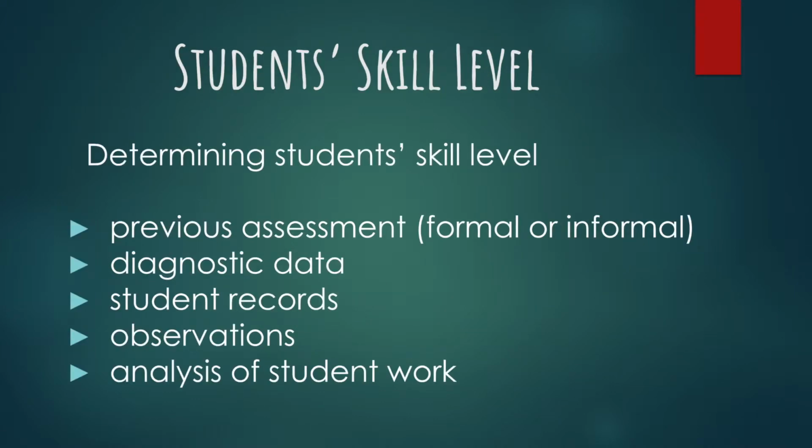Student skill level. How do you determine student skill level? There are a couple of ways, and this is not an exhaustive list. You can use previous assessments, formal or informal, diagnostic data, student records, so previous state tests or local tests, data in the student records, observations, and analysis of student work. Any one of these data sets is sufficient in order to determine a student's skill level for a particular skill.